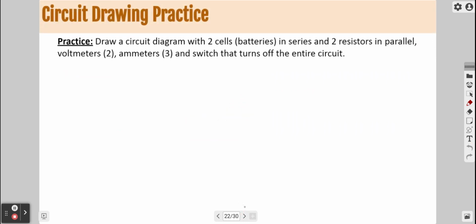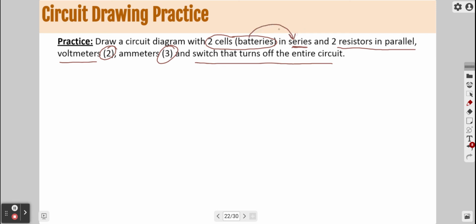All right, so we're going to do some circuit drawing practice now. We're going to draw a circuit with two cells, aka batteries, in series, and two resistors in parallel, two voltmeters, 3 ammeters, and a switch that turns off the entire circuit. You might want to pause this and see if you can draw this on your own first.